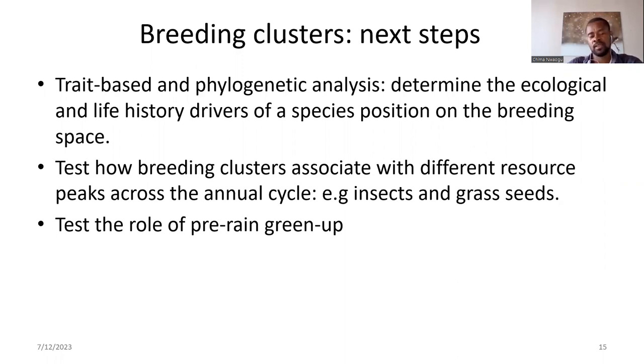And then we also test the role of pre-rain green up, because recently we are getting more and more evidence of the onset of environmental productivity before the rain. And some authors have speculated that it's advantageous for the trees to already begin to grow new leaves even before the rain starts, because that allows them to avoid the high predation from insects that will feed on their leaves, assuming that there's a big flush of insects when the rain starts.